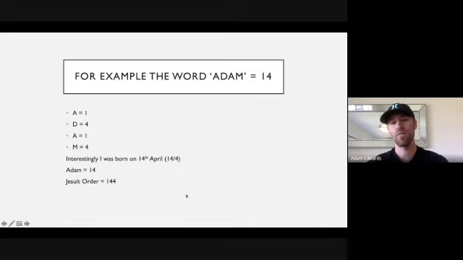Interestingly, I was born on the 14th of April and Adam equals 14. Look, 14, 14. I was born on the 14th of April, and that can be written 144, and Jesuit order equals 144. I am not a member of the Jesuit order, I promise. I may have knowledge of gematria, but I am not a member of the Jesuit order.